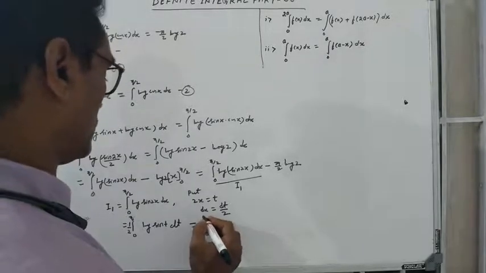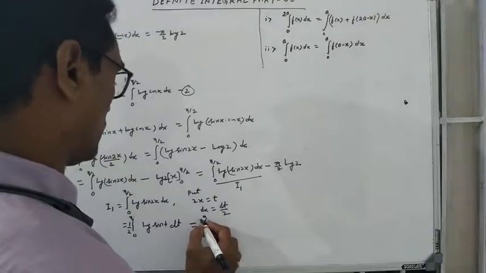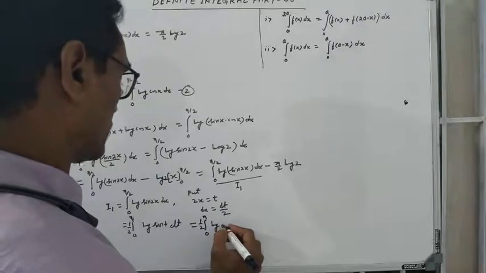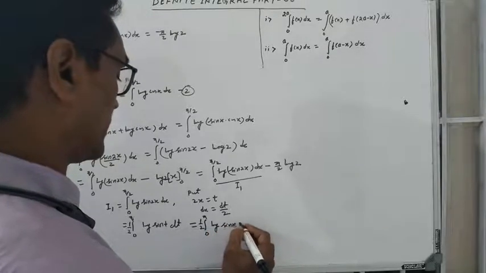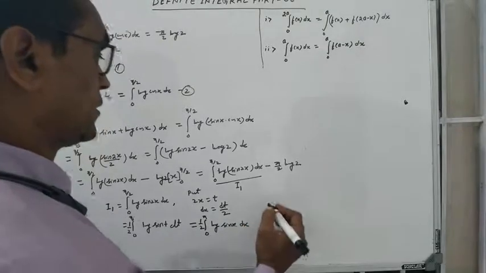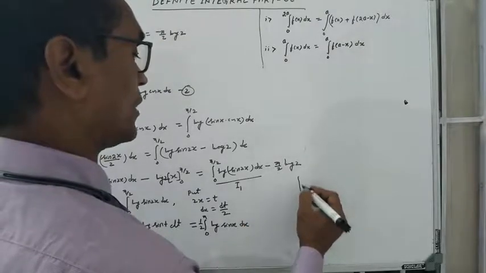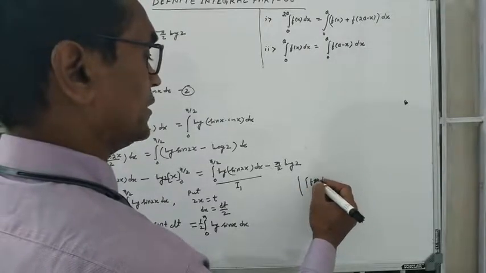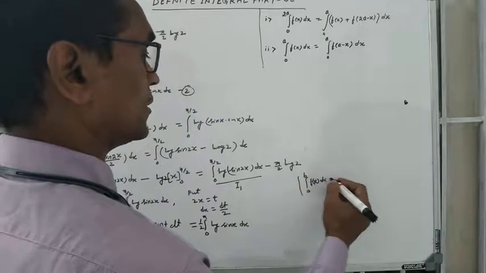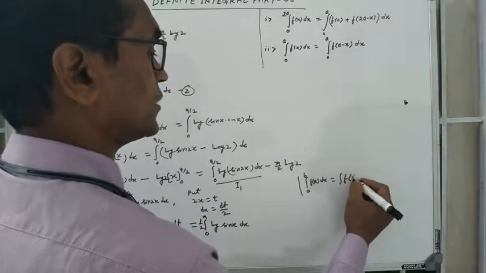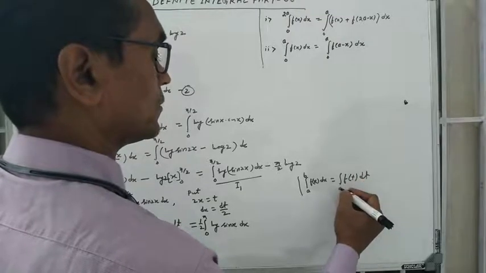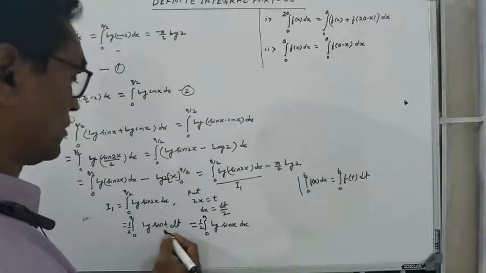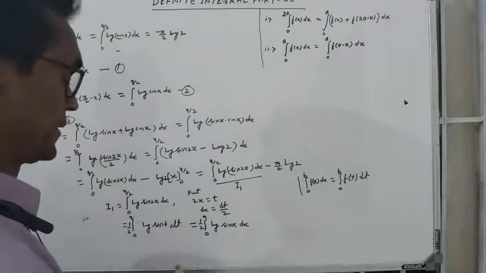So it is the integral from 0 to pi of 1 by 2 log of sin x dx. We have the formula that the integral of f x dx from a to b is equal to the integral of f t dt. We can change the variable. So here also I have changed t into x.